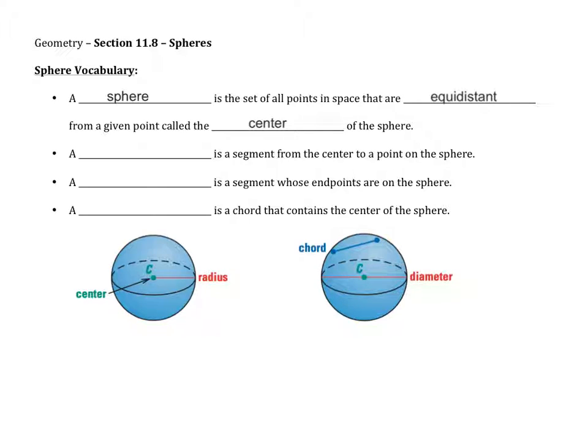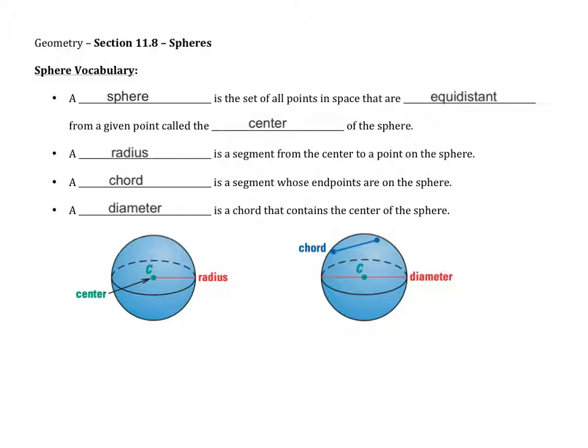So a radius is a segment from the center to a point on the sphere. So looking at the diagram, it would be from here out, so the red segment right there. A chord is a segment whose endpoints are on the sphere. So again, looking here, each of the endpoints are on the sphere, connected to each other. So then it would be a chord, much like the definition of a chord of a circle. And a diameter is a chord that contains the center of the sphere.